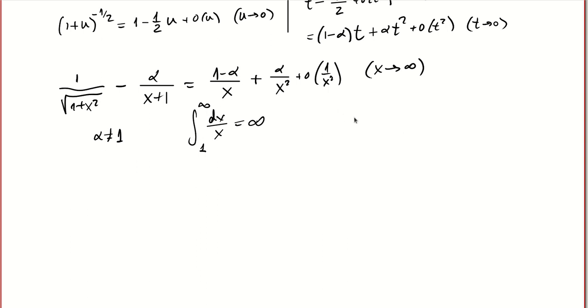So the only possibility, as we have guessed at the beginning, is that alpha is equal to 1 for this to converge. And when alpha is equal to 1, this term cancels. And what we have is that the leading term is 1 over x squared. And the integral of 1 over x squared is a finite integral. So the answer to the first question is alpha is equal to 1, right?